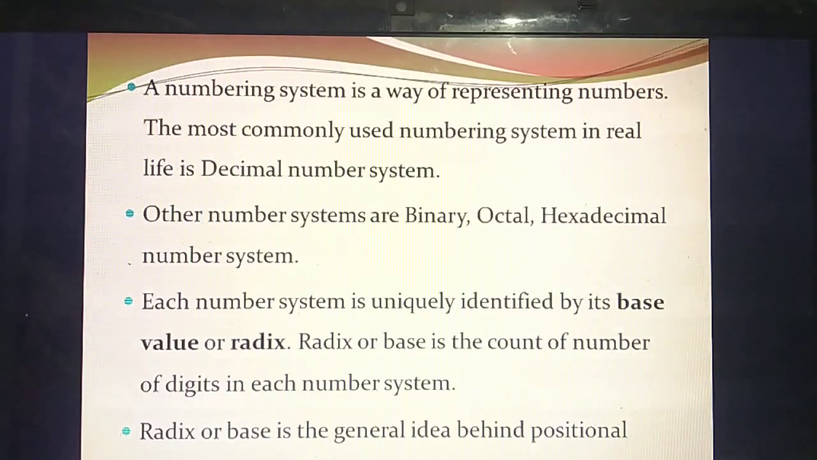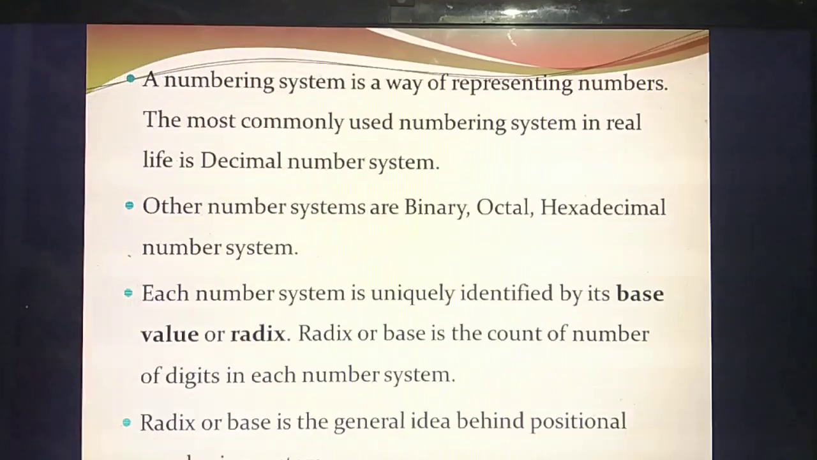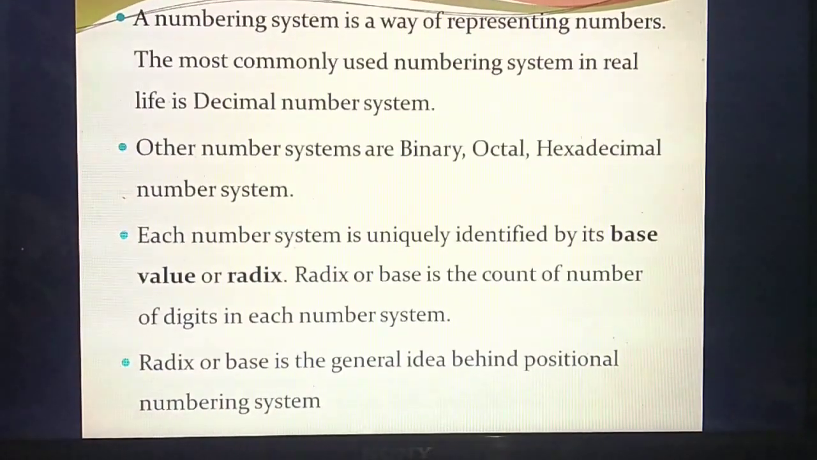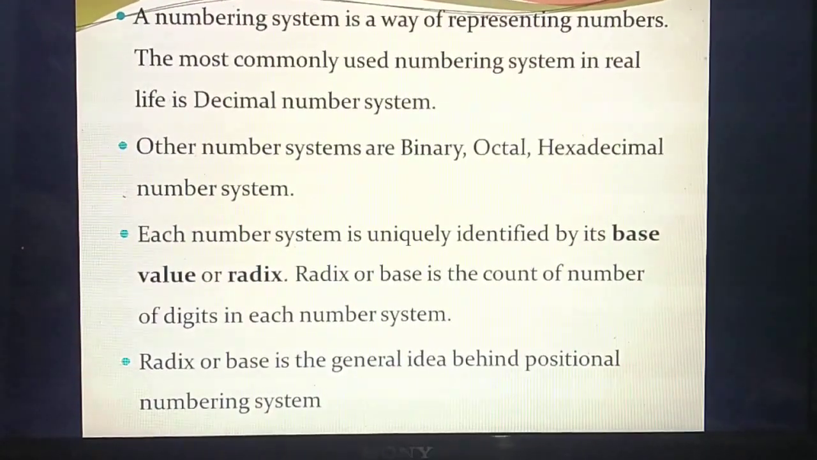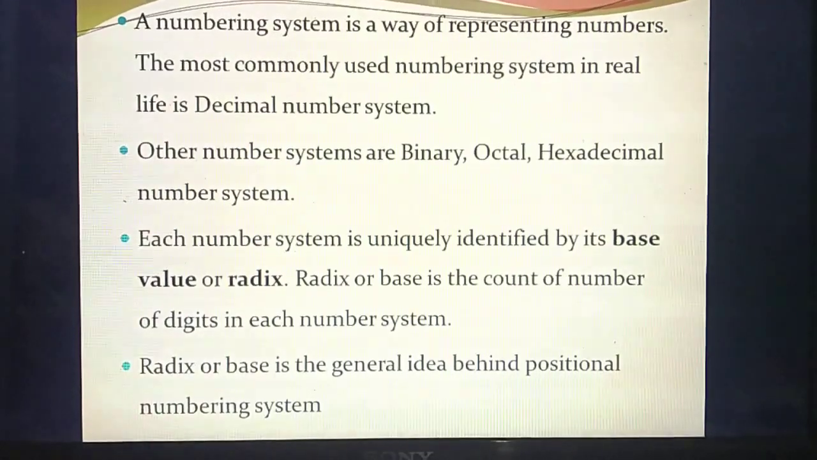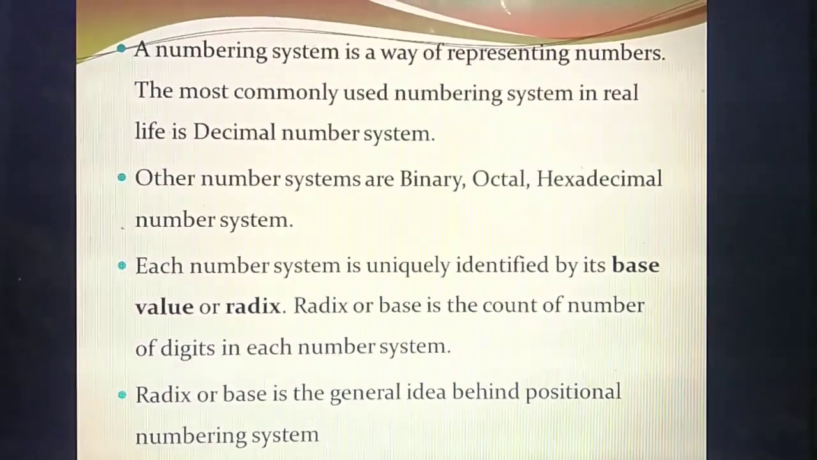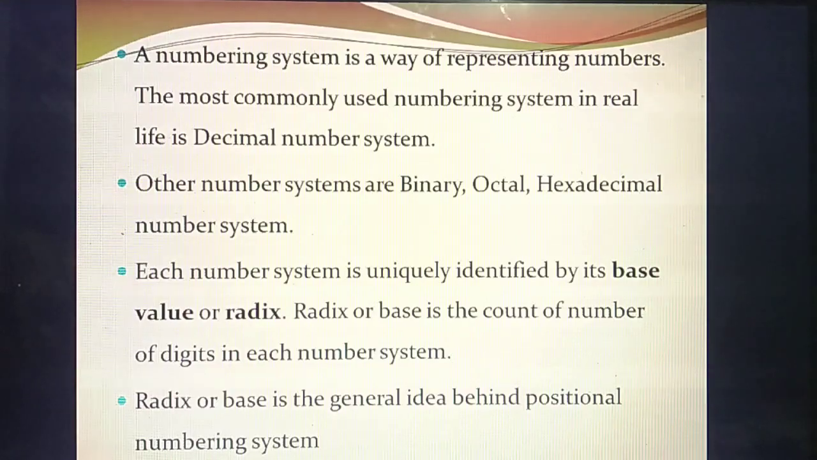That radix or base is a count of the number of digits. What do we mean by count? For example, for decimal we give the base value as 10. That means the values will come from 0 to 9. That's the count of the numbering system. Understand? It represents how many values will come for each number system, the base value or radix.